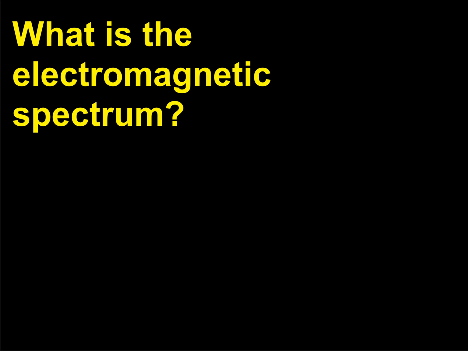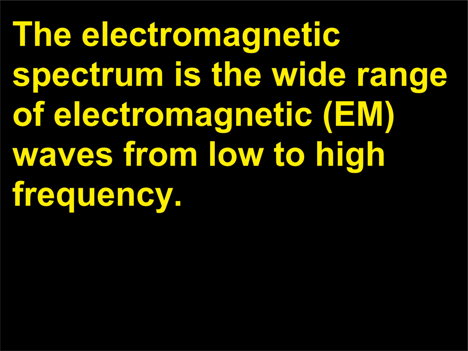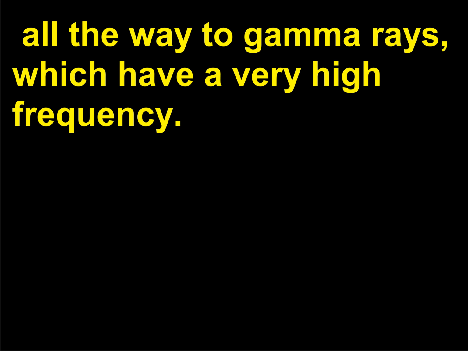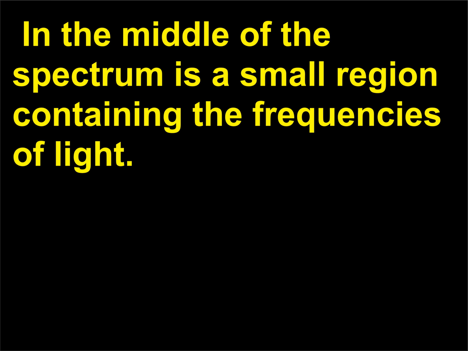What is the electromagnetic spectrum? The electromagnetic spectrum is the wide range of electromagnetic waves from low to high frequency. The spectrum ranges from low-frequency radio waves all the way to gamma rays, which have a very high frequency. In the middle of the spectrum is a small region containing the frequencies of light.